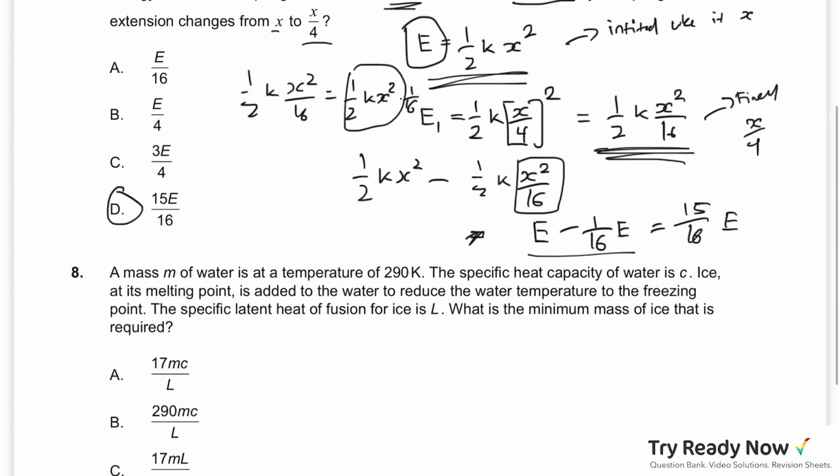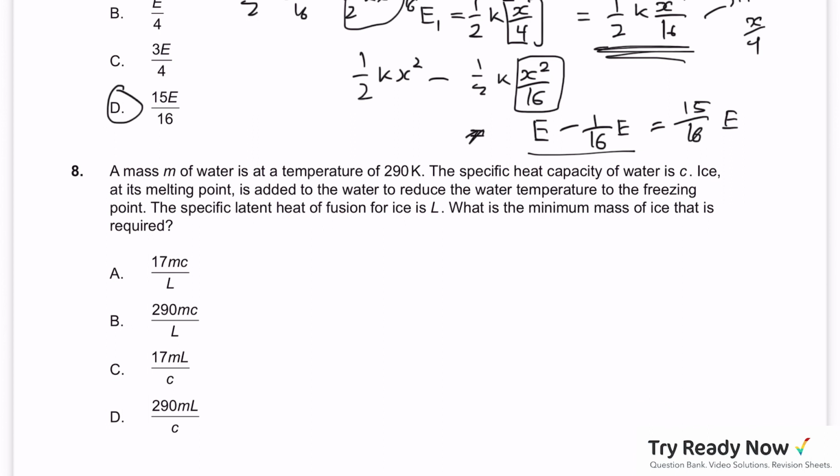Now moving on to question 8, we have a mass m of water at temperature 290 Kelvin, and we're given some information about the specific heat capacity of water, which is C. We're also given that ice at its melting point is added to the water to reduce the water temperature to its freezing point. And we're given the latent heat of fusion for ice is L. And we're asked what is the minimum mass of ice needed.